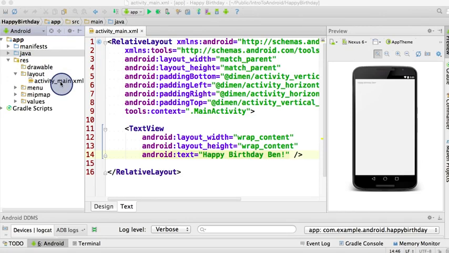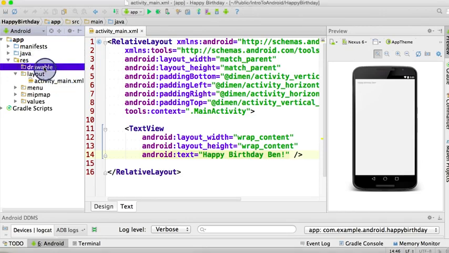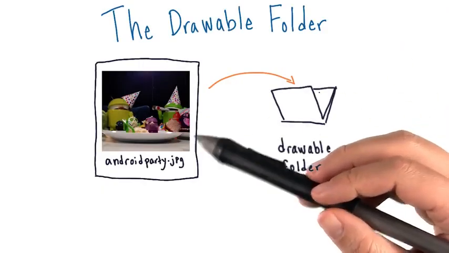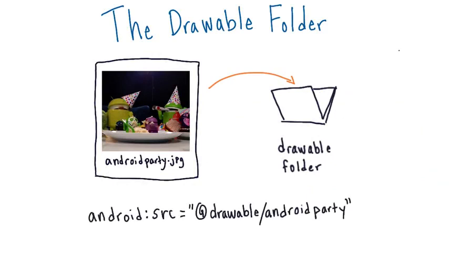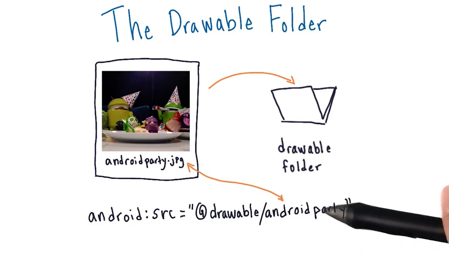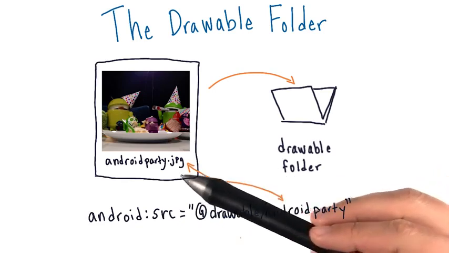And as we said, for images, there's this folder called Drawable. For this app, all images should be placed inside of the Drawable folder. Once you've put the image into the Drawable folder, you can use the source attribute of an image view and give it the value @drawable and then the name of the image. Note, when you're writing the image name, you do not need to add the file extension.